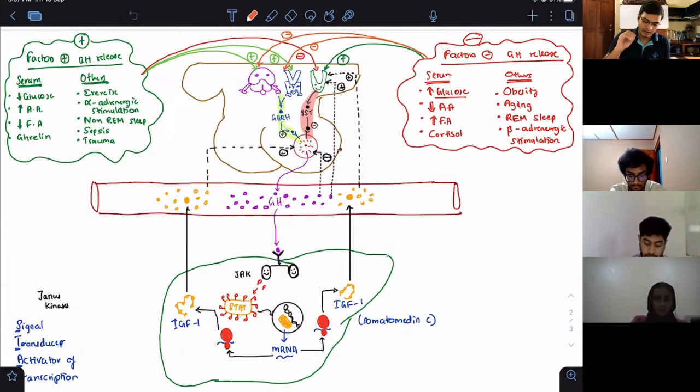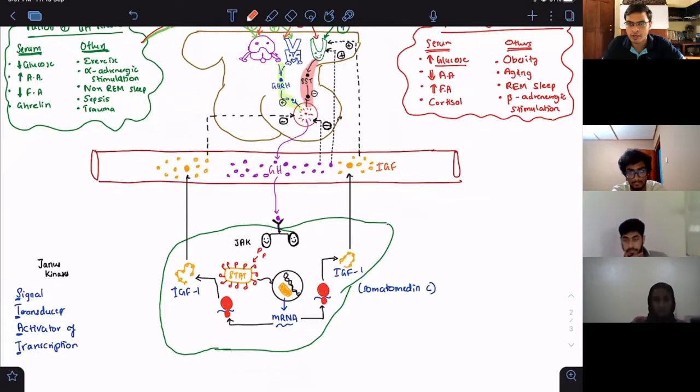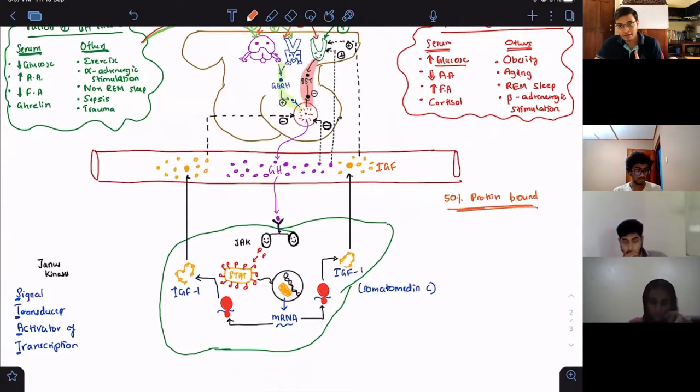One more important point here, guys. Look at this. Now what is happening? Growth hormone and IGF-1, whenever they are in blood, they are hormones, like other hormones. Most of them, about 50%, is protein bound. They are going to bind to plasma proteins. That's how they travel in the blood, and wherever they are required, they will be made free, wherever the tissue that they are required.